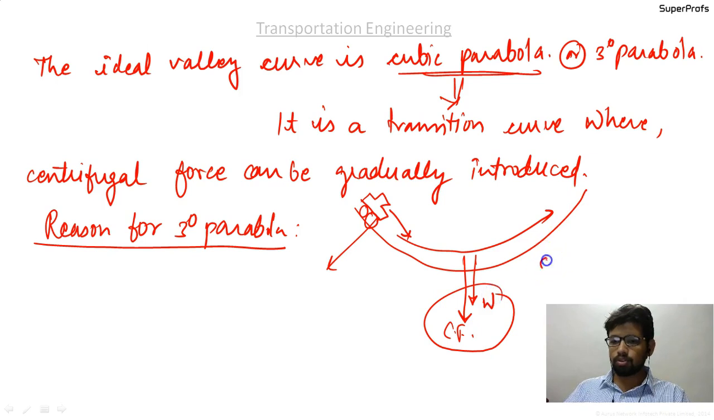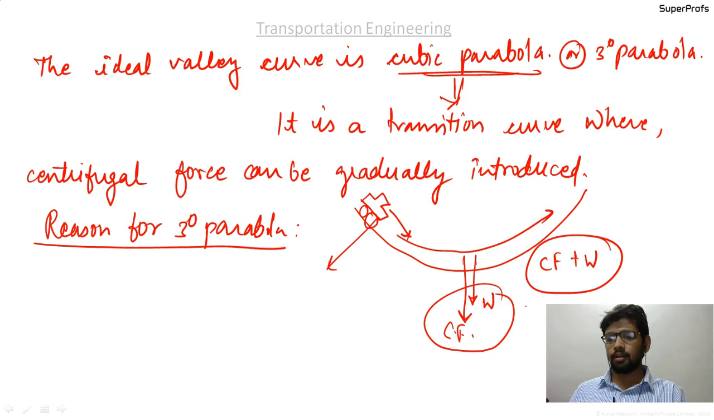So centrifugal force plus W, that is the weight, is the net force that will be acting on the passengers. That is the reason why centrifugal force is increasing the weight of the passengers and hence increasing the discomfort for the passengers. So what we need to do is gradually introduce this curve so that the discomfort will be lesser, and that is the reason we provide the cubic parabola or the 3-degree parabola.